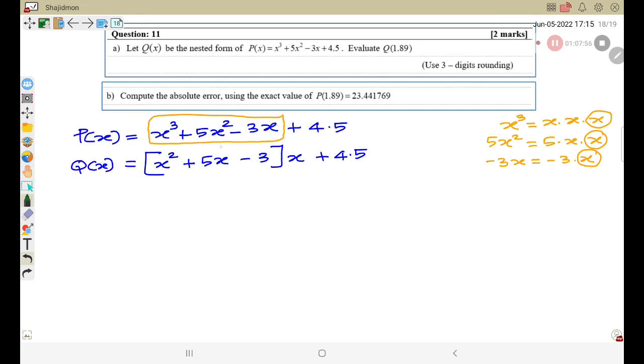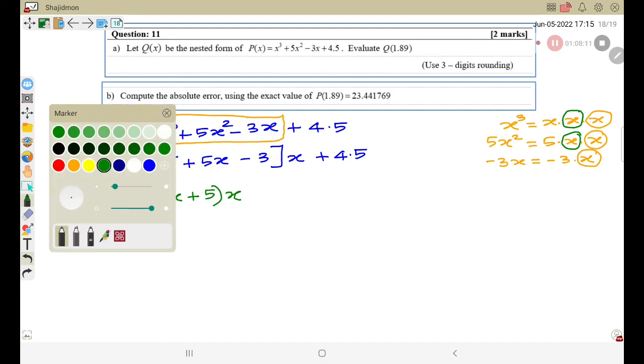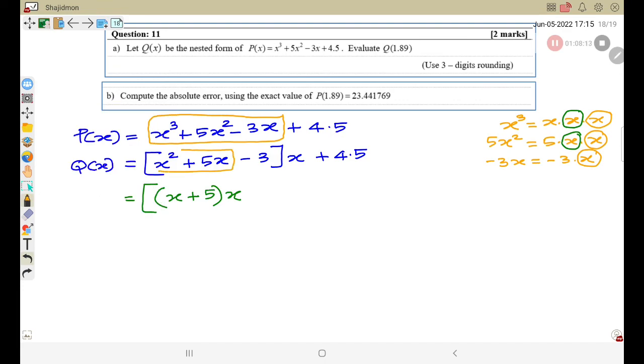After that, from the first 2 terms, again take x common outside. So from the first 2 terms, I am taking x out, so the balance is x plus 5. Only from these first 2 terms. All other terms stay the same: minus 3, x same, plus 4.5. This step we are calling the nested form. Nested means bracketed form, correct? Nested form or bracketed form.